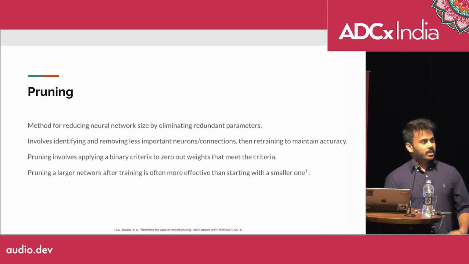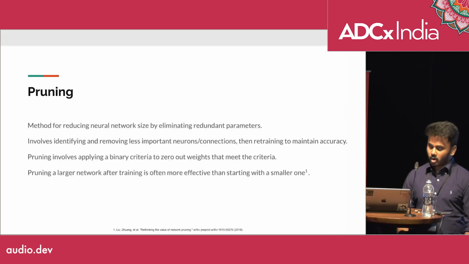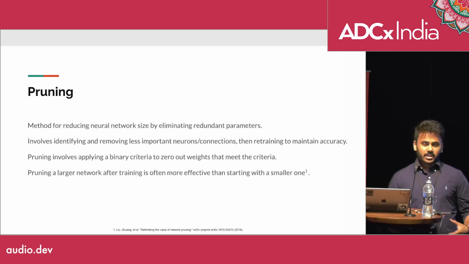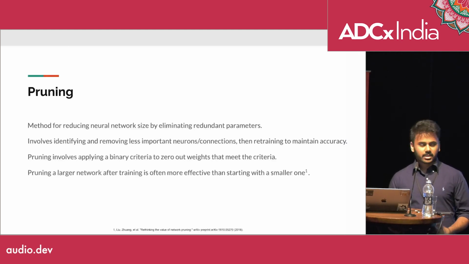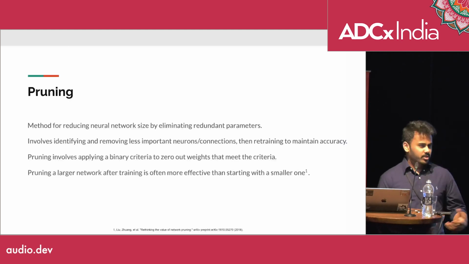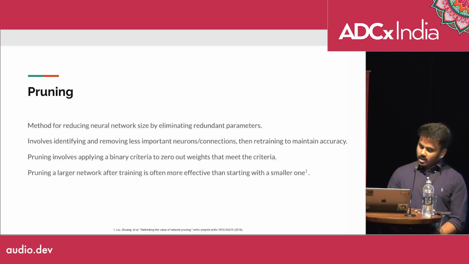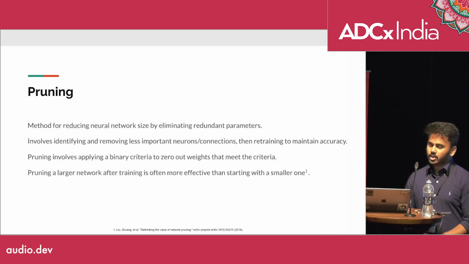So we'll look at the first technique that's called model pruning. Basically, it's a very simple technique. All you're doing is pruning the model. In a sense, you're shrinking the model size, but based on a few criteria. So it involves identifying and removing less important neurons or connections and then retraining it most of the time to get back the accuracy that's been lost when you shrink the model.